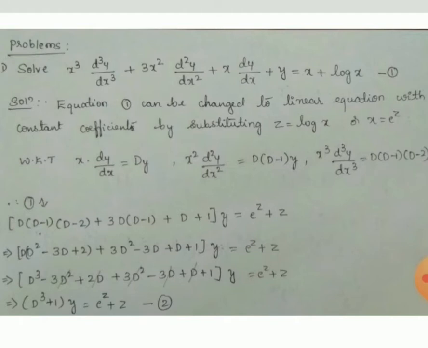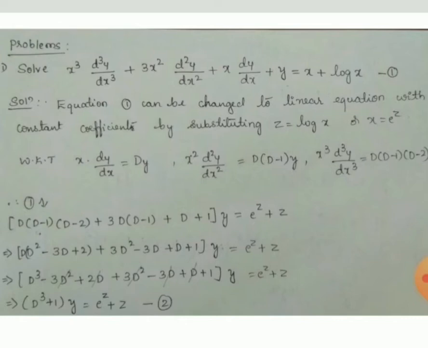And also we know from the previous note that we can write x dy/dx as capital D into y. Similarly, x squared d²y/dx² can be written as D(D−1) into y, and x cubed d³y/dx³ can be written as D(D−1)(D−2) into y.